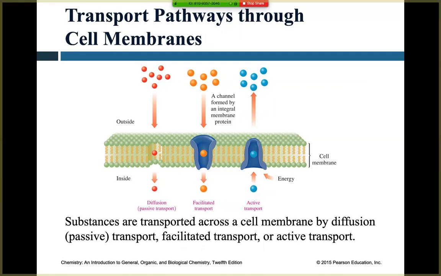And then active transport requires an input of energy to start pushing things either out or into the cell, usually against a concentration gradient. So like I said, nature always flows from high to low. Well, you have to put energy in to go from low to high, and that's what active transport is.